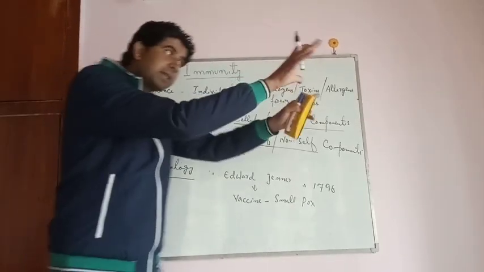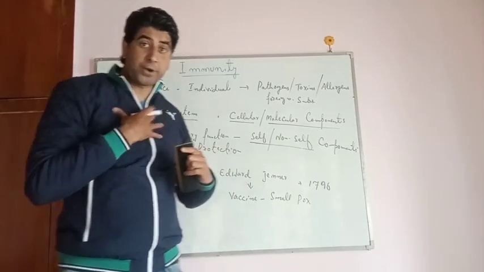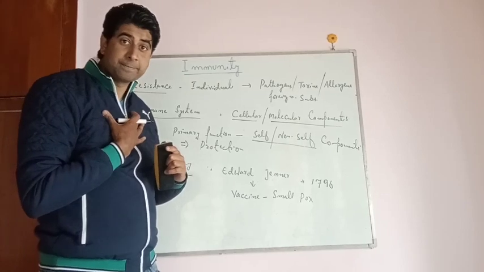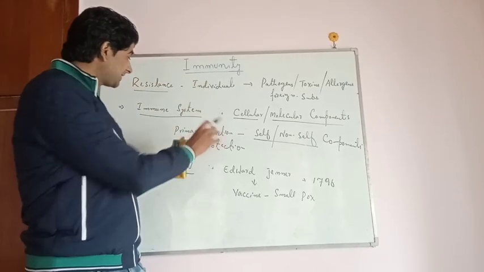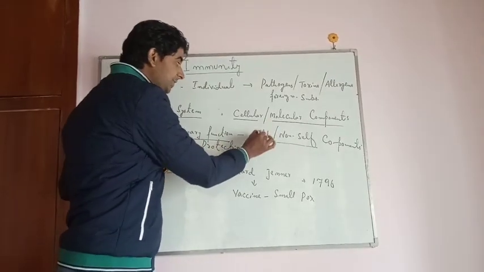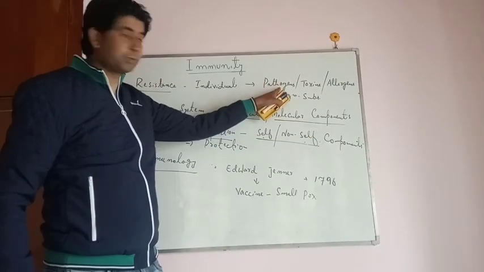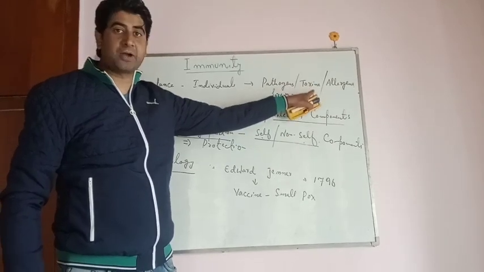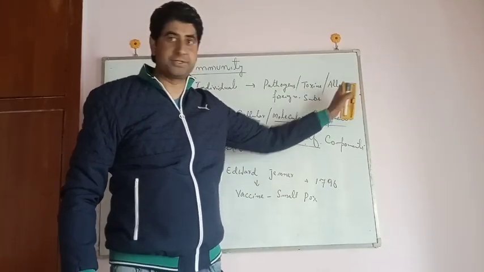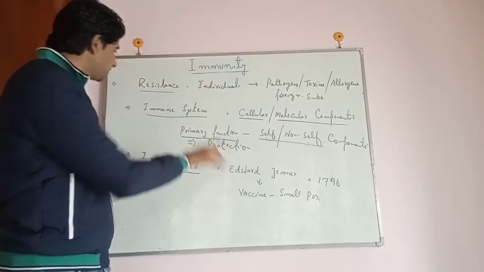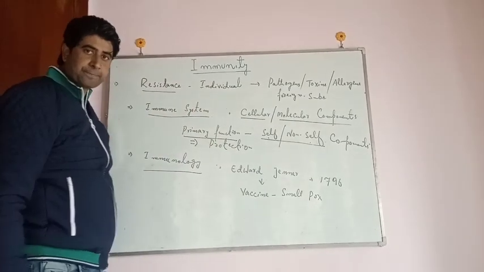Means it should work against the foreign components and not against the body's own components, because it has the primary function to distinguish self and non-self, and only target those pathogens, foreign substances, toxins as well as the allergens. So that is the characteristic feature of our immune system.